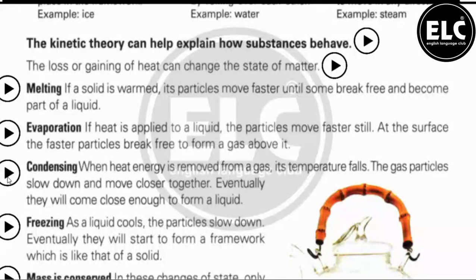Condensing. When heat energy is removed from a gas, its temperature falls. The gas particles slow down and move closer together. Eventually they will come close enough to form a liquid. Freezing. As a liquid cools, the particles slow down. Eventually they will start to form a framework which is like that of a solid.